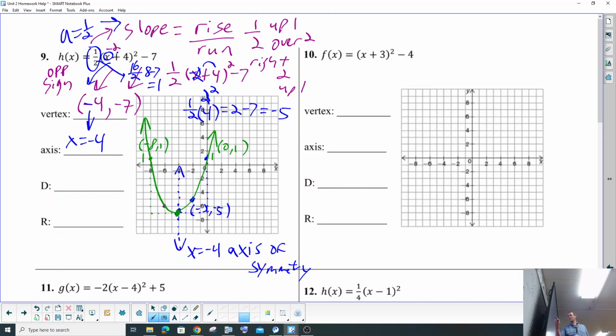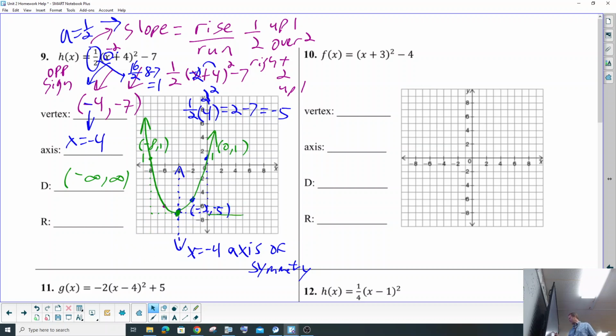What's the domain for all these? Negative infinity to positive infinity. But what's the range now? What's the range? So remember the range is going to be, put your pencil down.